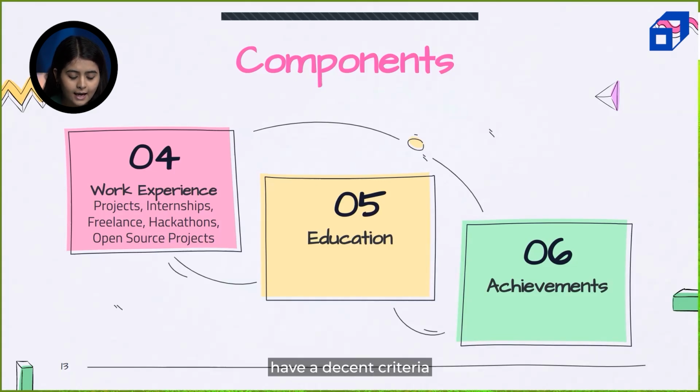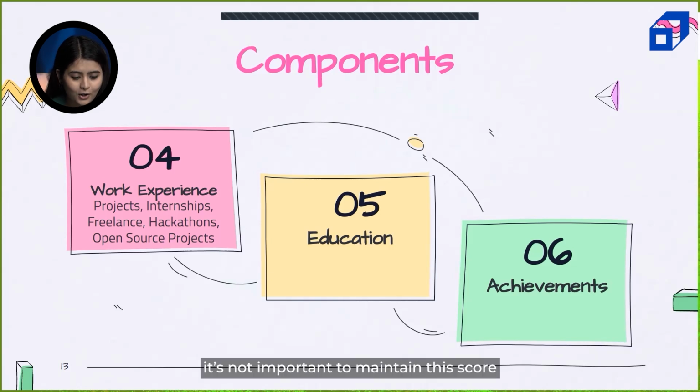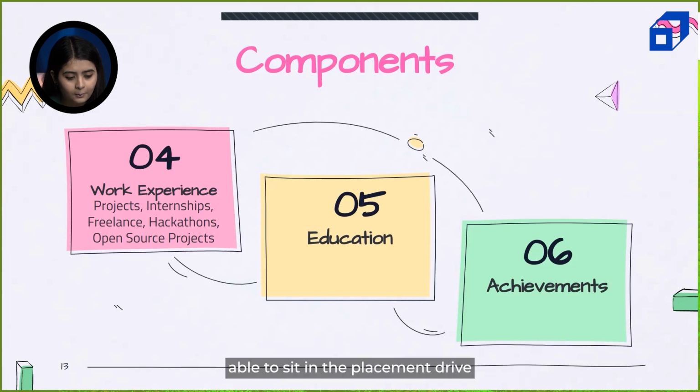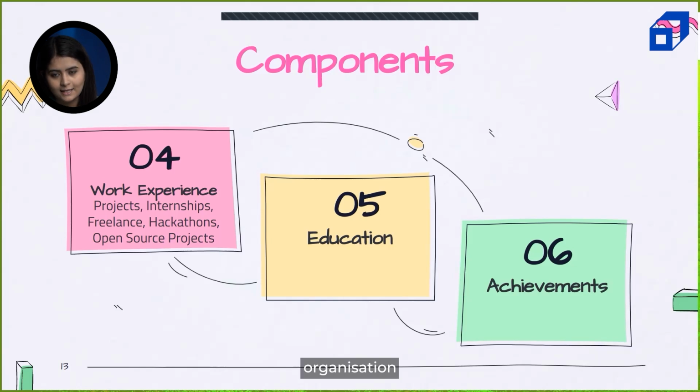Many of the companies have a decent criteria that okay, the candidate should have at least 75% maintained in the engineering college, or maybe in 10th and 12th as well. So make sure that these criterias are also in your mind, because some of the students think that in the college life it's not important to maintain the score, but it is. Many of my friends were not able to sit in the placement drive just because their CGPA, their percentage was less, and that was not meeting the criteria of the organization.